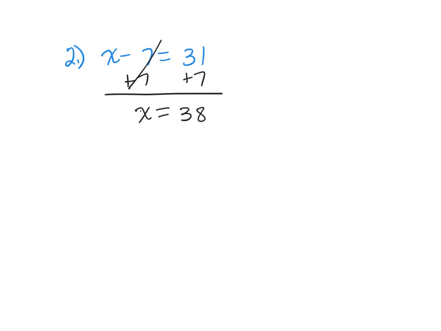Let's check that solution. See the x, we're going to replace it with 38. And let's see if it makes a true statement. So 38 minus 7 is equal to 31. Whoops, let me find my eraser, equal to 31. That is a true statement. So therefore, this solution is correct.